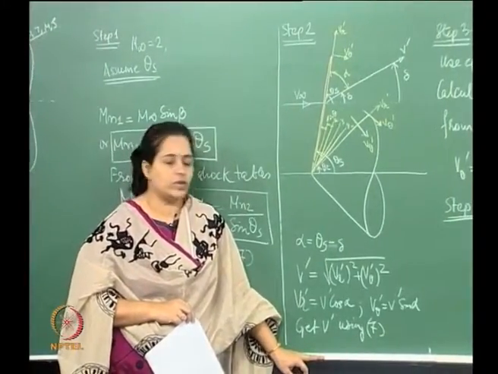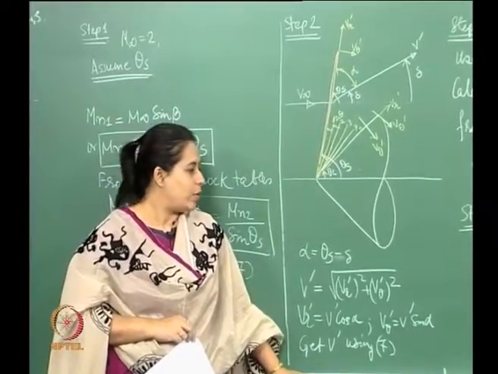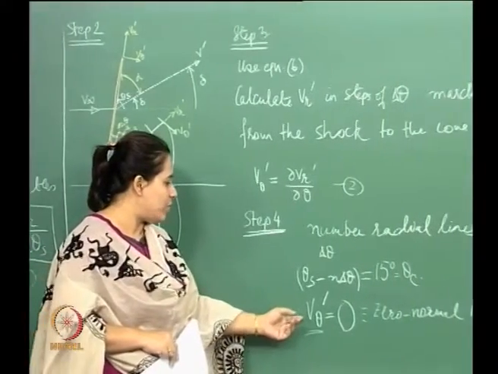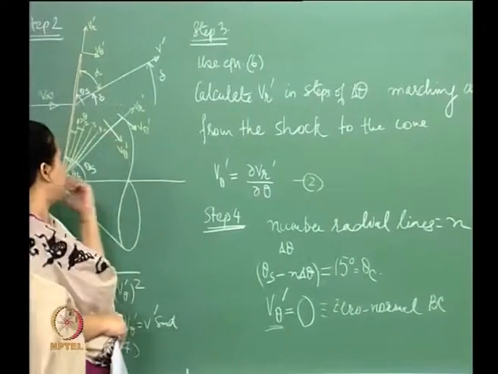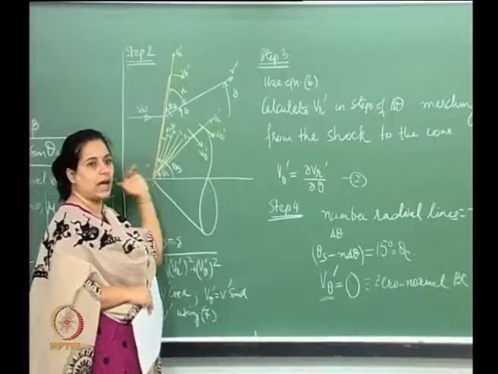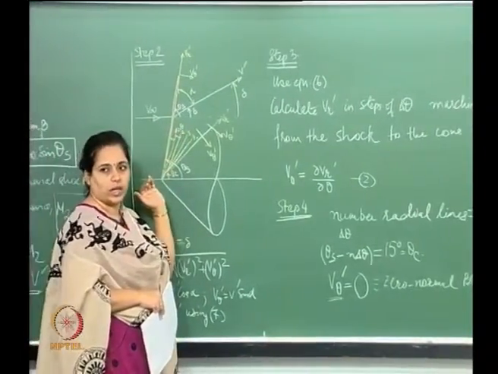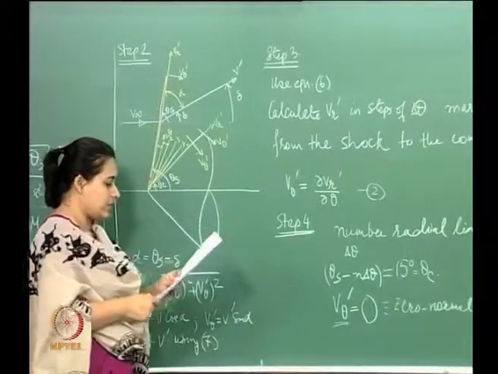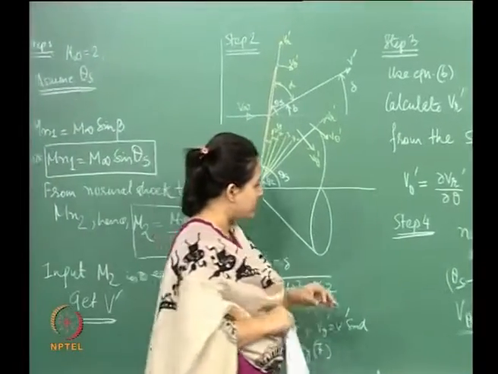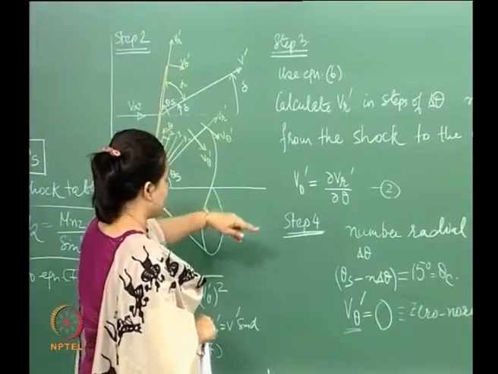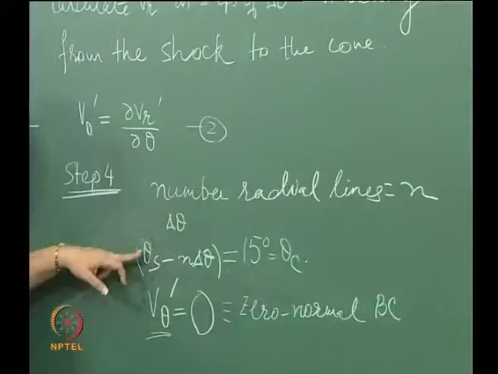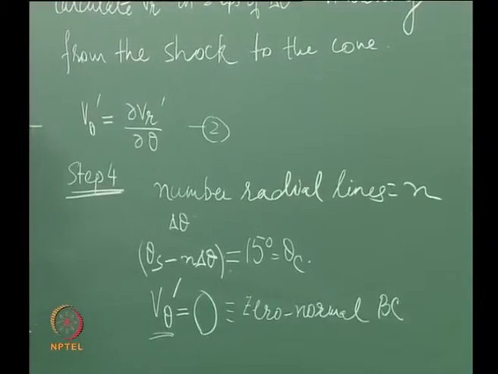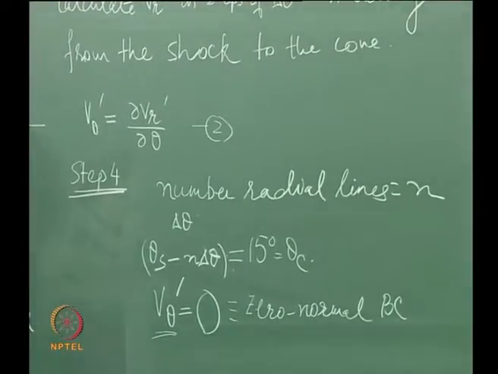So, there is going to be a certain amount of error when we do this. When we reach 15 degrees, essentially we will have to implement the zero normal boundary condition, because that will then tell the numerical solution that I have reached the surface of the cone. Of course, there will be the error. Now I should have reached 15 degrees here, but I will not get this zero normal boundary condition. Why will the error creep in? What is the reason for this error?